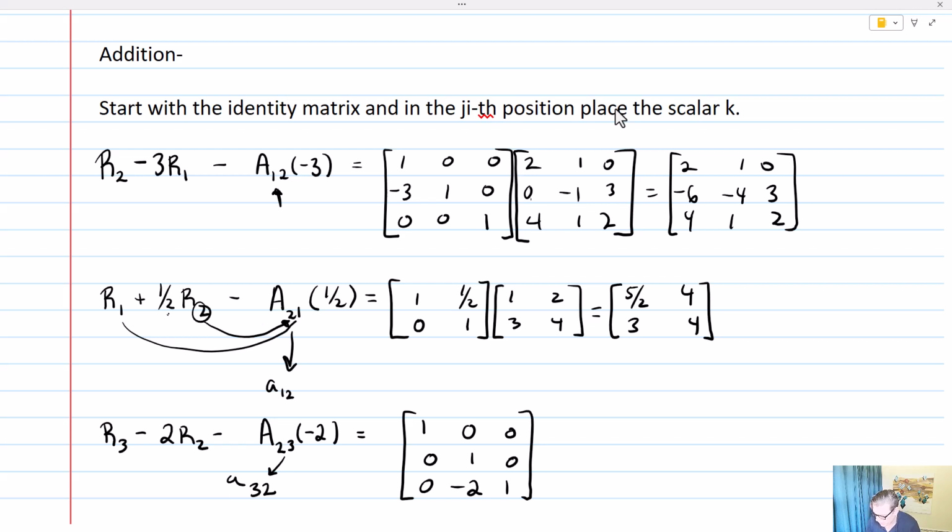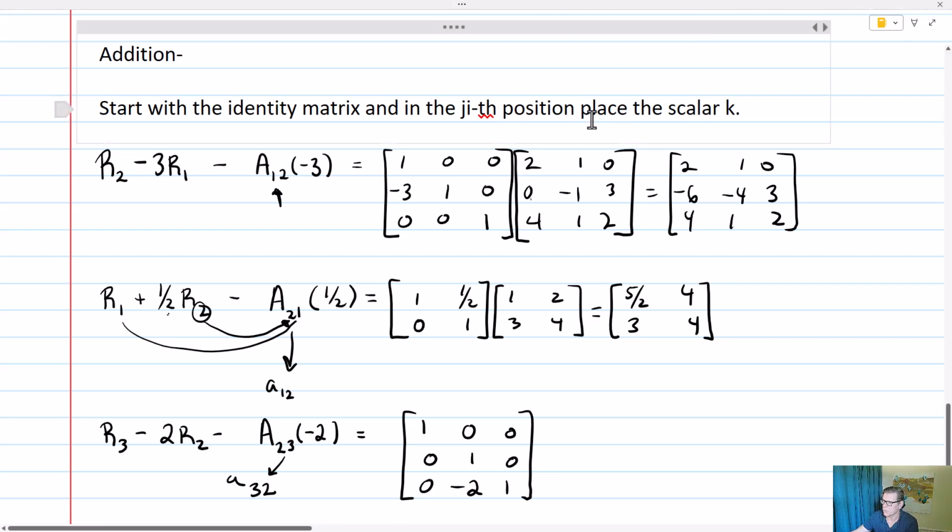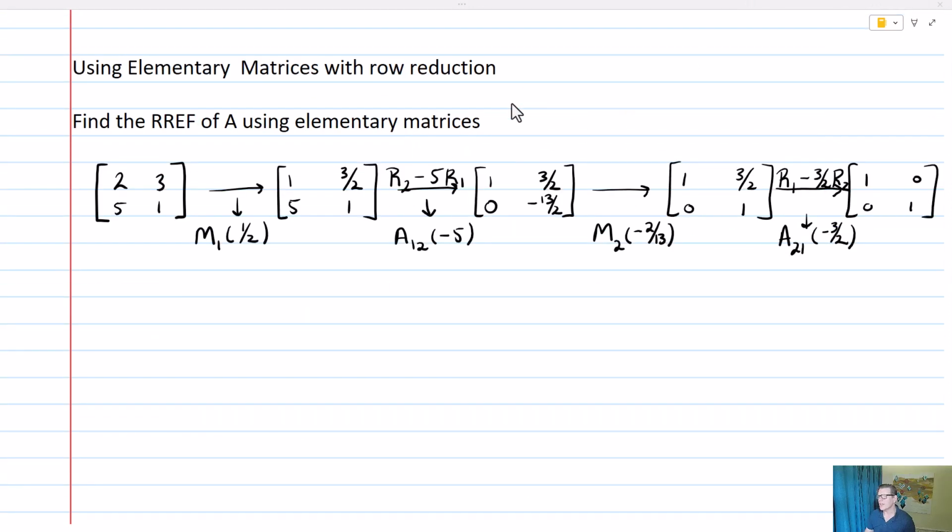And what this will do is it's going to go in and add -2 times the second row plus row 3, and into row 3, excuse me. So let's take a look at an example.